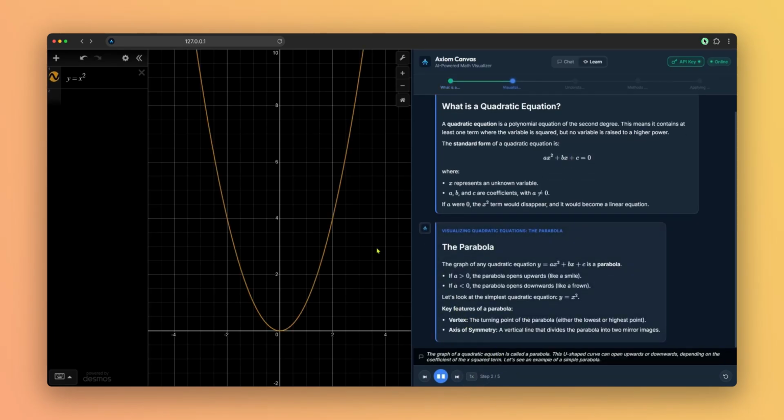The graph of a quadratic equation is called a parabola. This U-shaped curve can open upwards or downwards, depending on the coefficient of the x squared term. Let's see an example of a simple parabola.